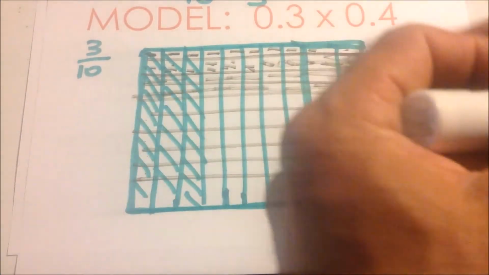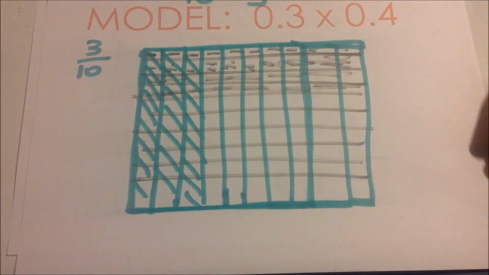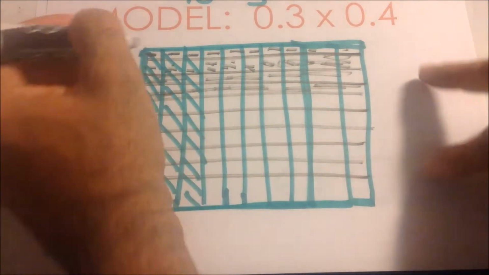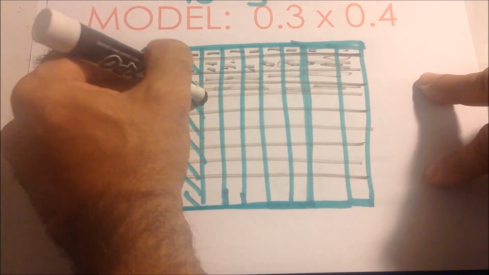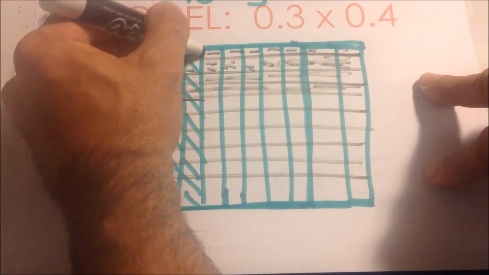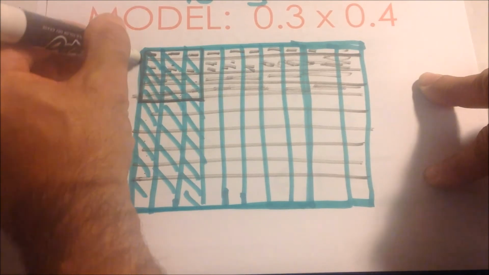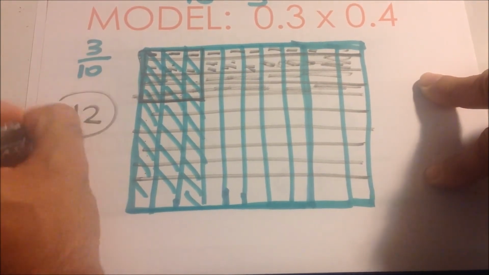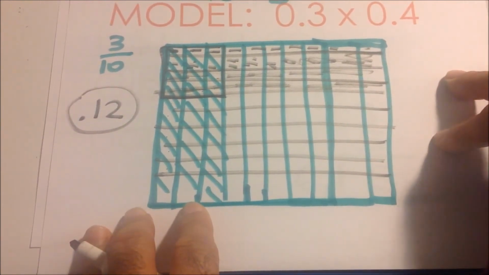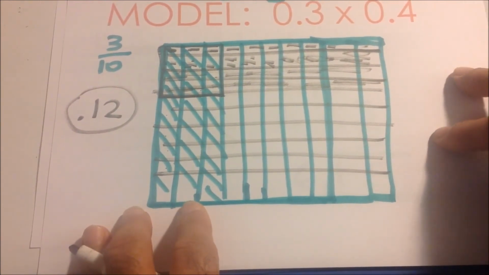Okay, now the answer will be where there are black lines and green lines together. So where are the black lines and green lines together? Well, right here, right? 1, 2, 3, 4, 5, 6, 7, 8, 9, 10, 11, 12. They share these 12 boxes. So the answer will be point 12. That's how we model it.